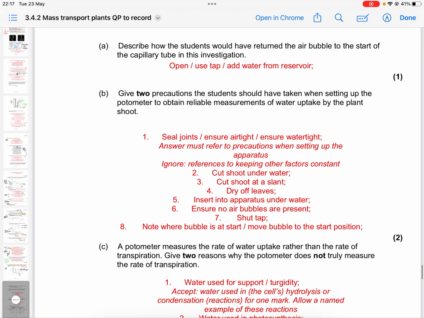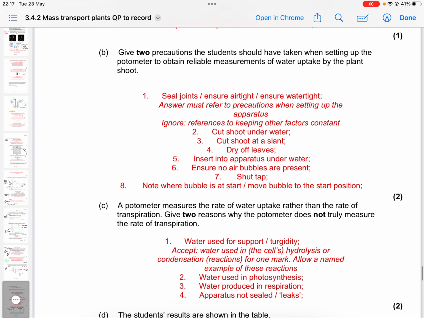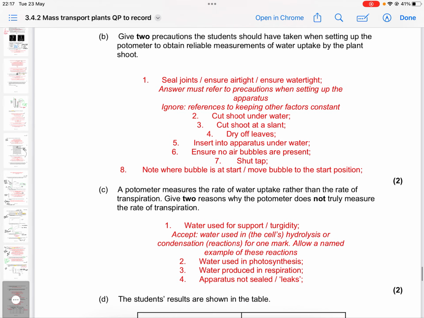And as I've said at the beginning, the potometer doesn't really measure the transpiration as such, because the plants are using water for photosynthesis, and producing it in respiration. And also what could go wrong with the apparatus: it could leak.